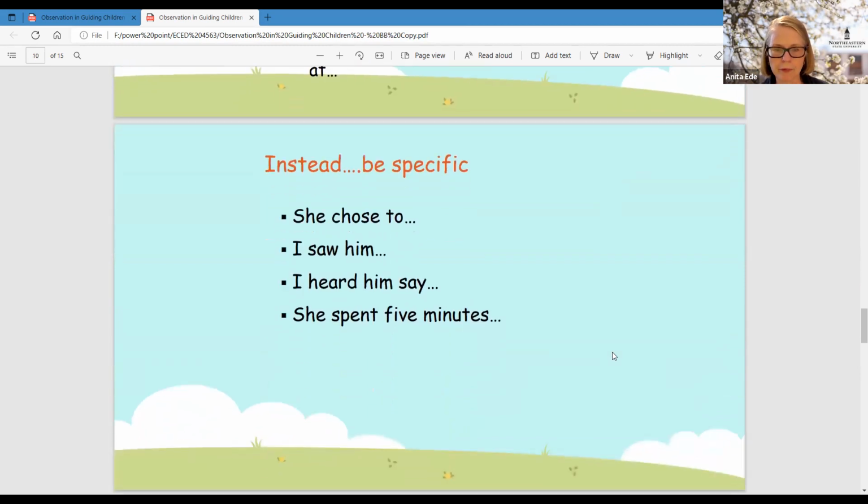Be very specific. She chose to. I saw him. I heard him. She spent 5 minutes doing blah, blah, blah. Let the reader draw their own conclusions when you write things down.